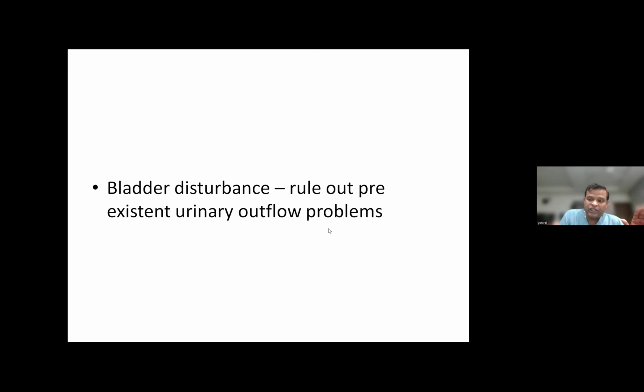Bladder disturbance, especially when it comes to male patients, they can have prostate issues. So rule out pre-existent urinary outflow problems by doing maybe USG KUB and by a uroflowmetry.